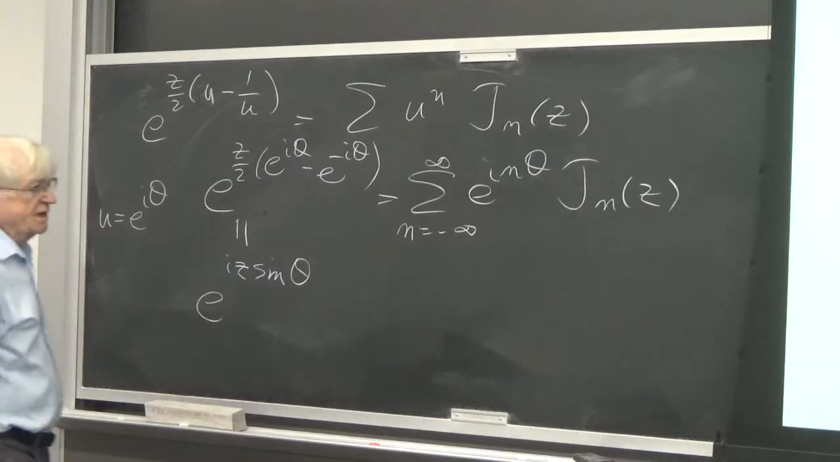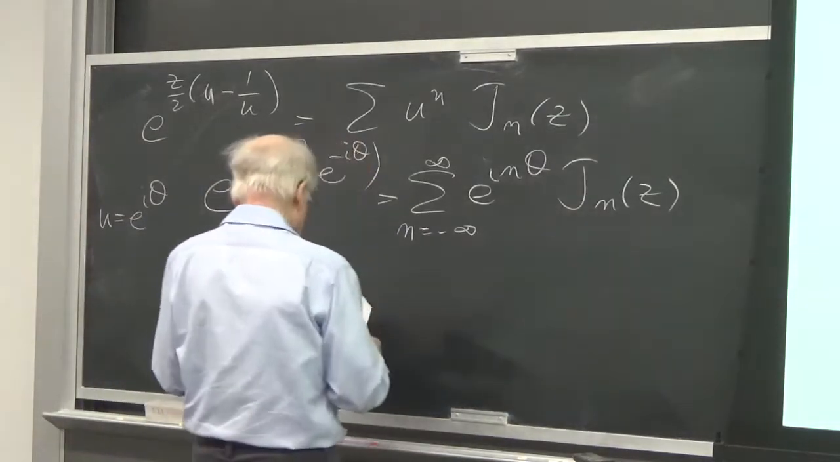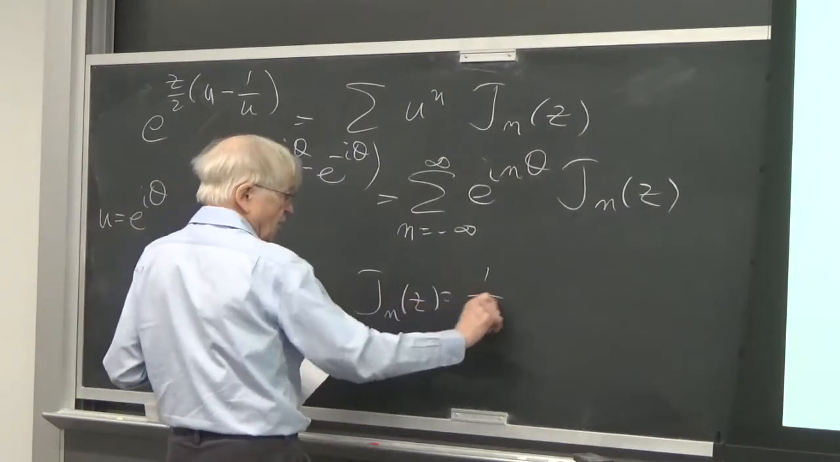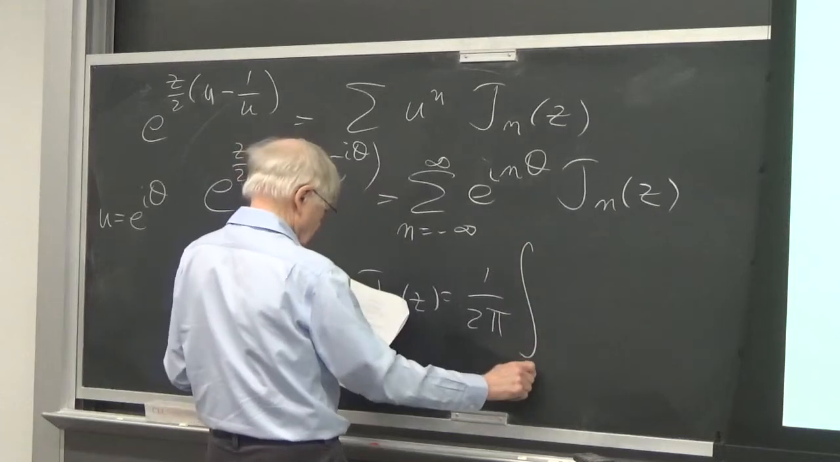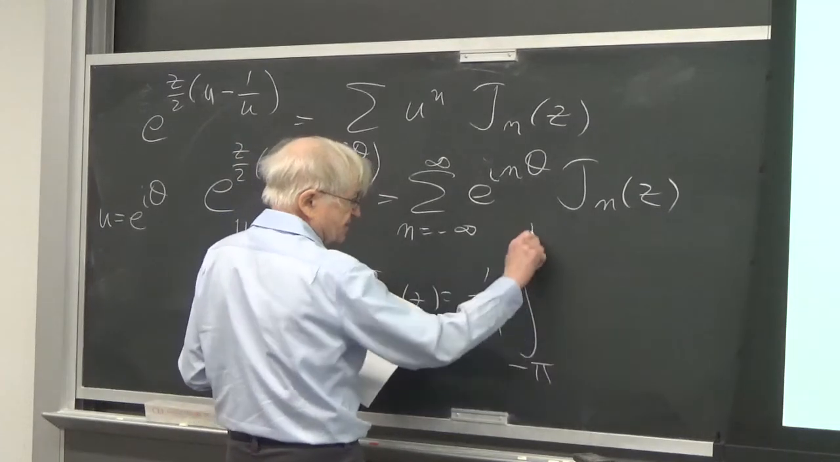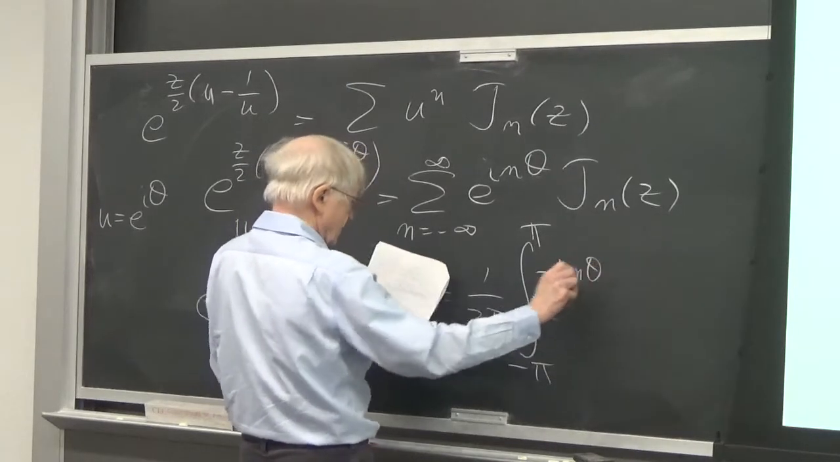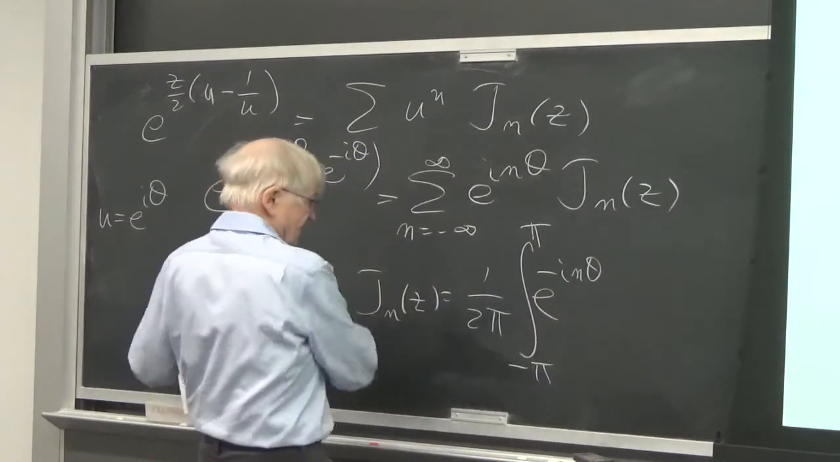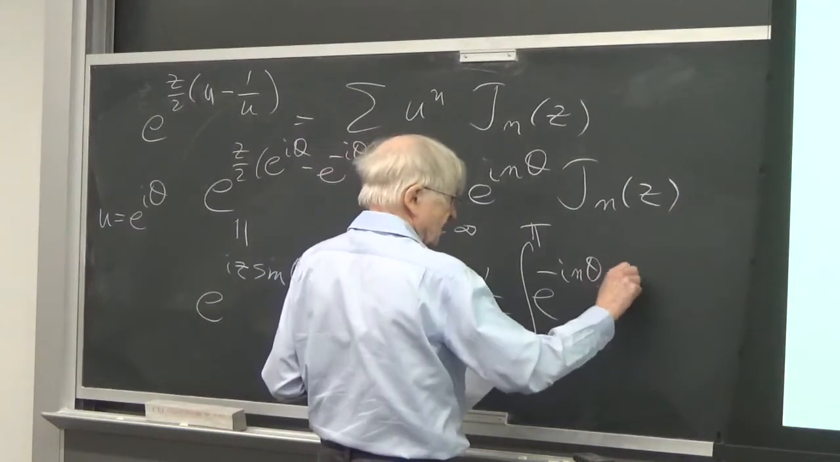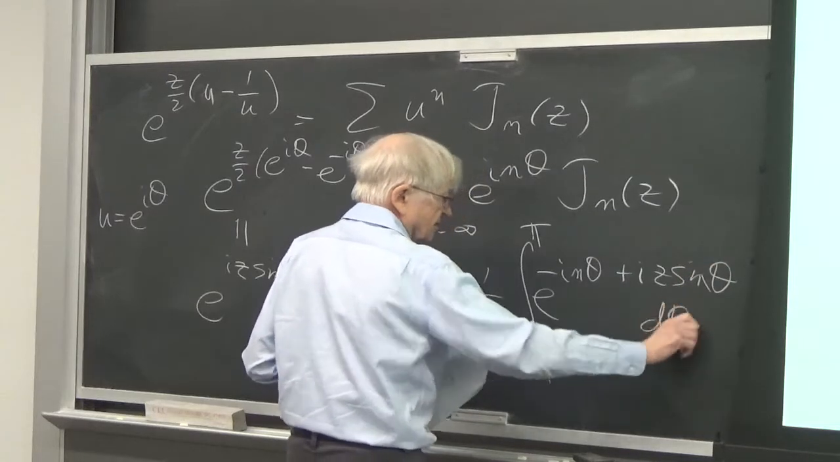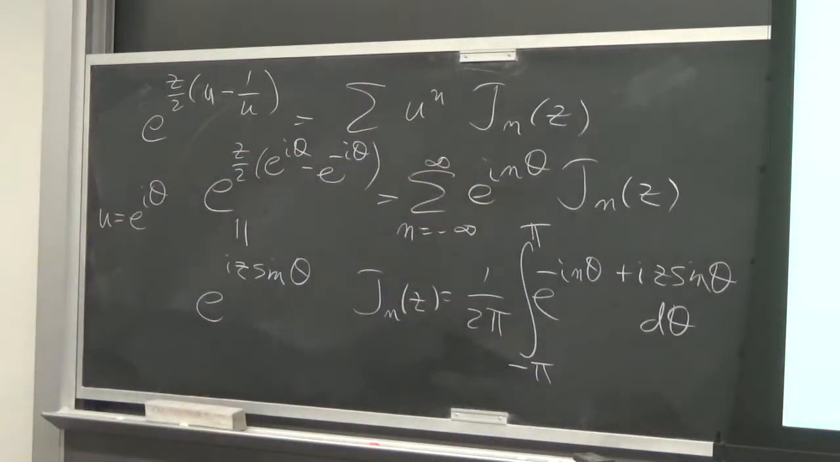And we can project out J_n by doing an integral: 1 over 2 pi, integral, let us say, from minus pi to pi, e to the minus i n theta, and then what's left is this on the other side, which is e to the plus i z sine theta, d theta. So that gives you an integral formula for J_n.